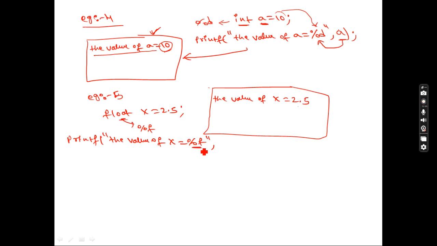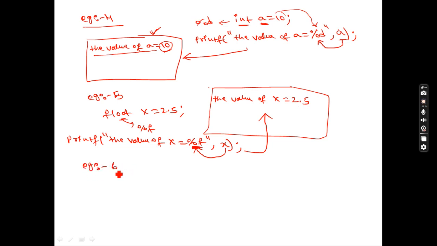Now whose value do you want to display here? X value. So the compiler will take the value of x and it will be displayed in place of %f. So the output of this line will be this one. So got a clarity now? Now one last final example I'm giving to understand.